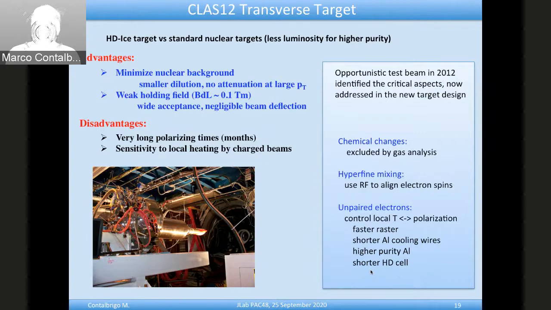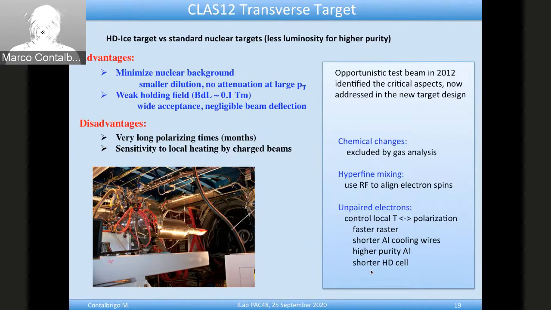The disadvantages of this kind of target are that they require long polarization times, and being frozen spin, it should be demonstrated that it can sustain the charged beam interaction. In 2012, an opportunistic test beam was done while the target was being used with photon beams. However, that target was not designed for charged beams, and the test basically allowed us to identify possible issues. And since then, we have worked on mitigation measures.